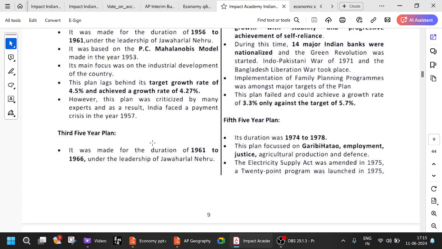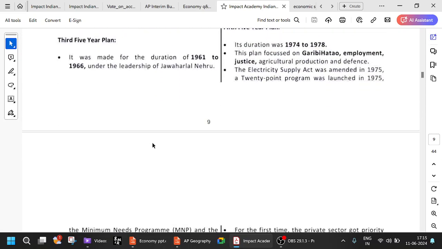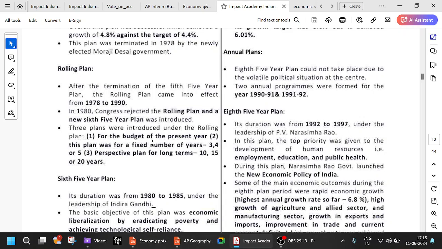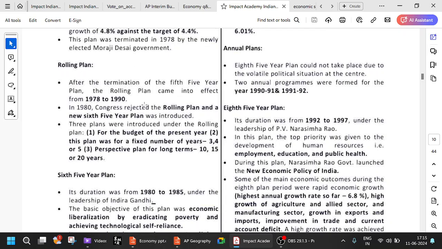Fine, 1974 to 78. Next, rolling plan from 78 to 1990, because the fifth five-year plan was terminated. Also remember that it was terminated without completing, and they came up with a rolling plan. And in 1980, when the Congress came back into power, it rejected the rolling plan and a new sixth five-year plan was started back.